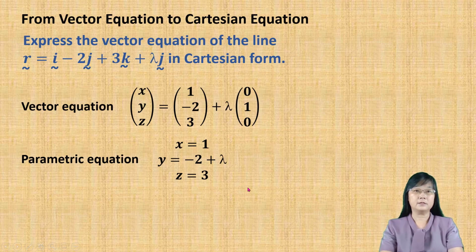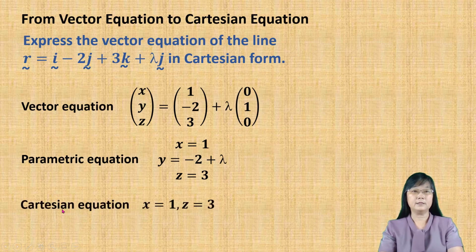Now to write the Cartesian form, we find that only y has got lambda. So in this case, we are not able to combine any row. So therefore, the Cartesian equation of this straight line is x equals 1 and z equals 3.